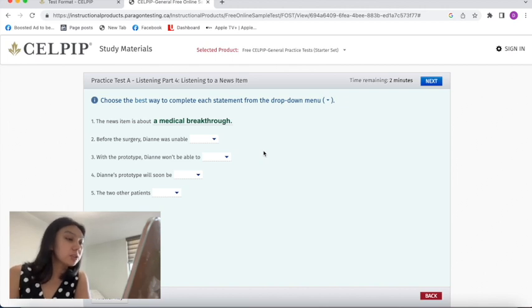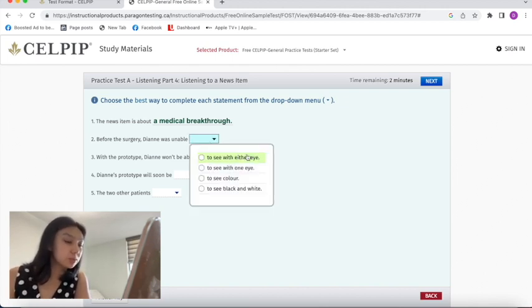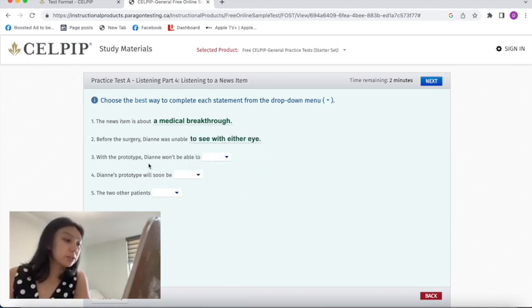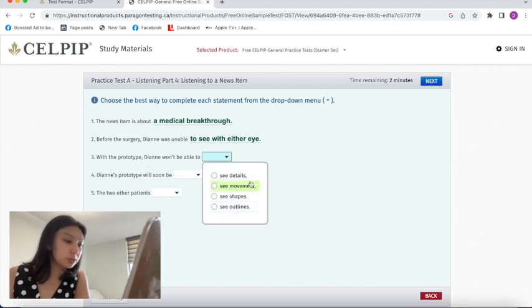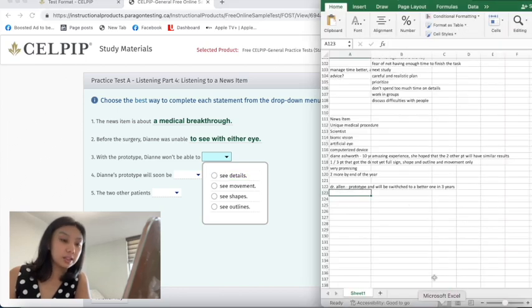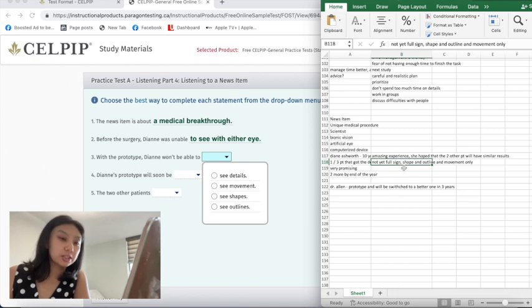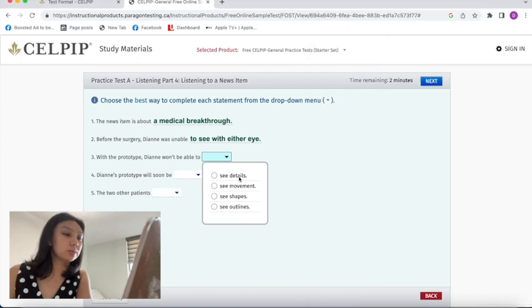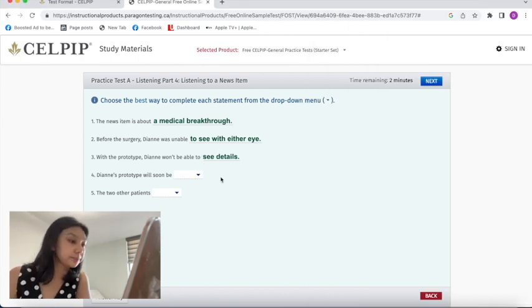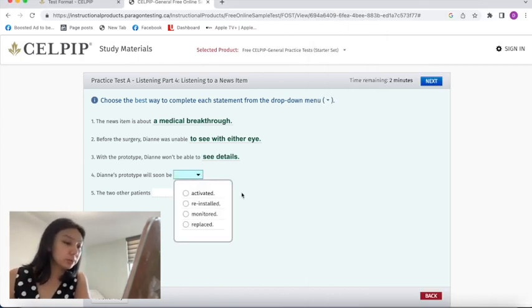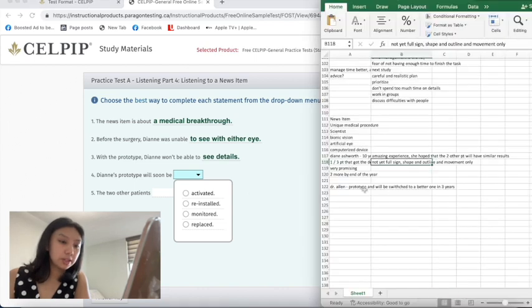Second question, before the surgery, Diane was unable to see with either eye. Sinabi naman na completely blind siya, so to see with either eye. With the prototype, Diane won't be able to see the details, kasi it said kanina and it's in our notes na not yet full sight. She can only see the shape and outline and movement only, so she won't be able to see the details.